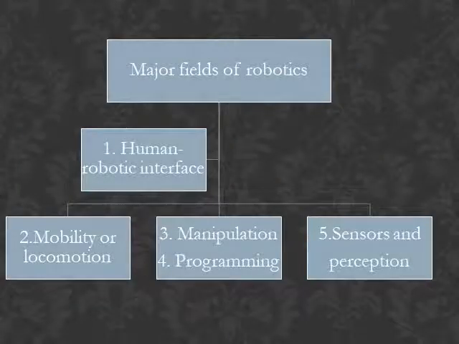There are some major fields of robotics, which are as follows. First, human robotics interface. Second, mobility or locomotion. Third, manipulation. Fourth, programming. And fifth one is sensor and perception.